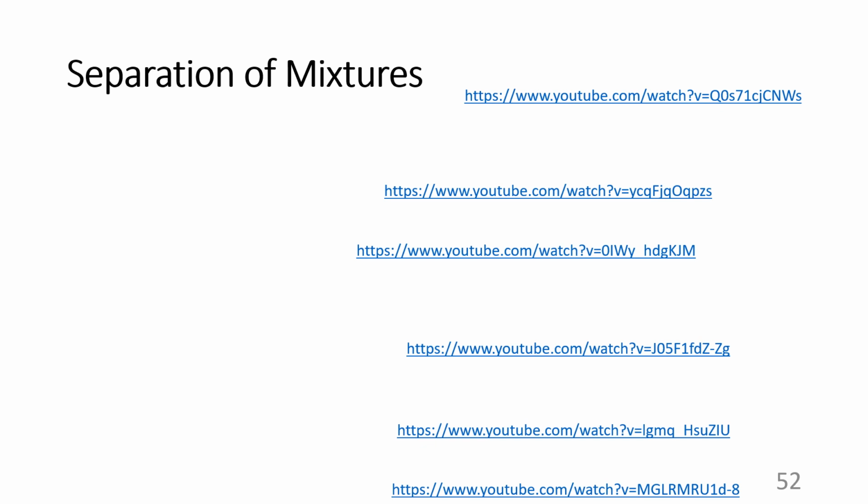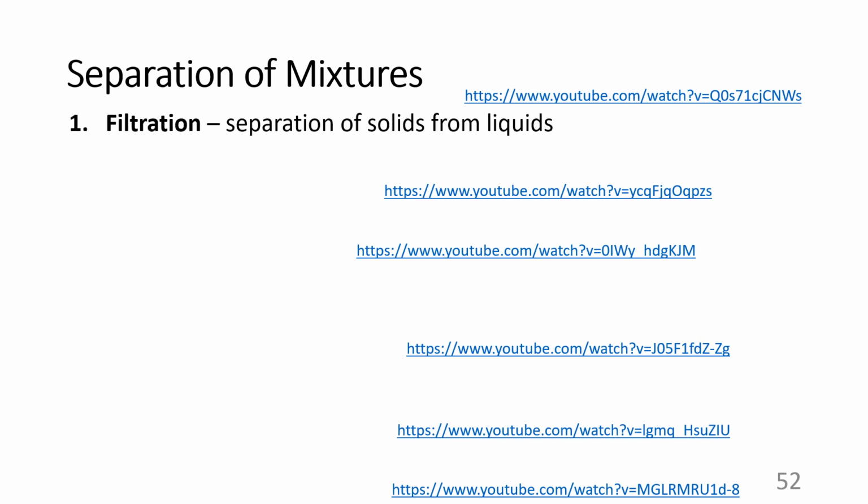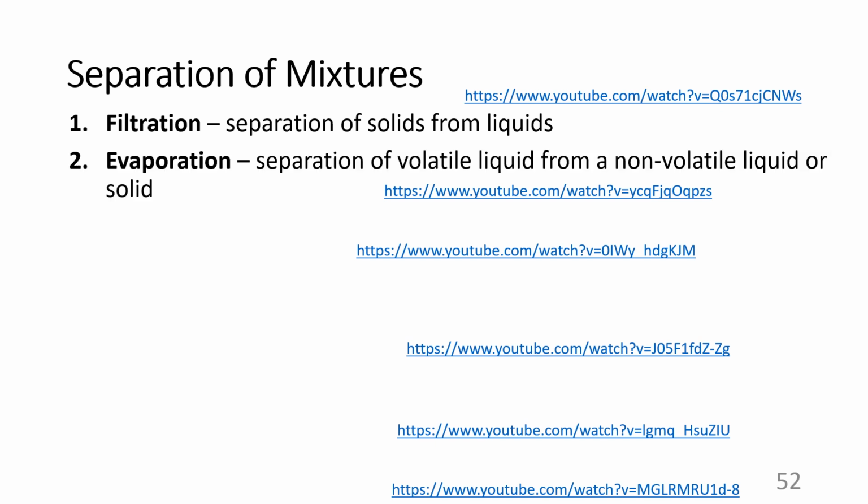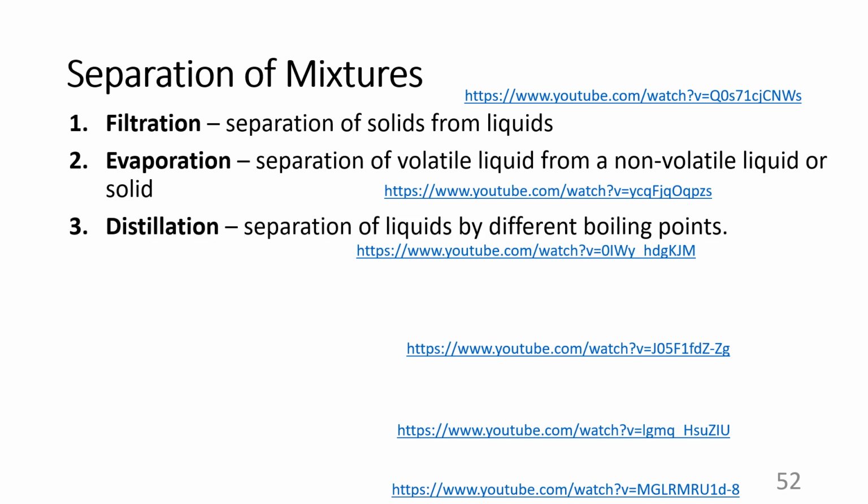Once you have determined that you have a mixture, there's various ways that you can separate the different components of the mixture. One way is filtration. This is when you have a solid and a liquid combined together. You can filter out the solid and separate it from the liquid. Another method is evaporation. So if you have a solid dissolved into a liquid, you can heat up that mixture and evaporate the liquid, and what you have left behind is the solid.